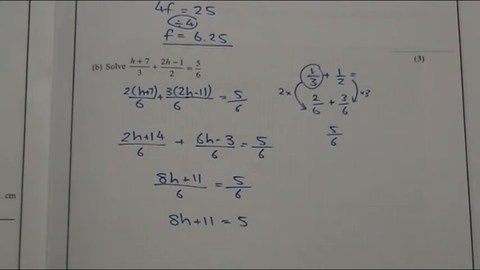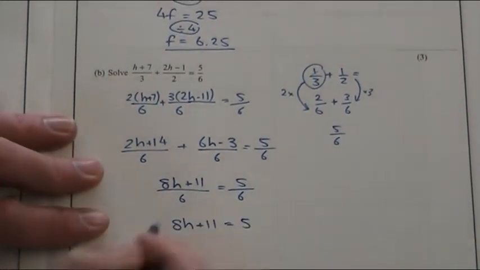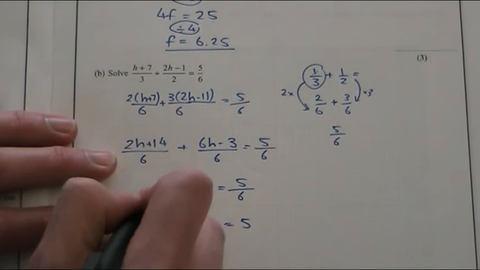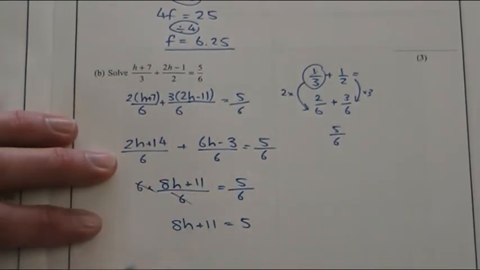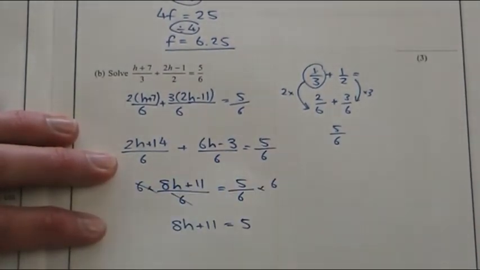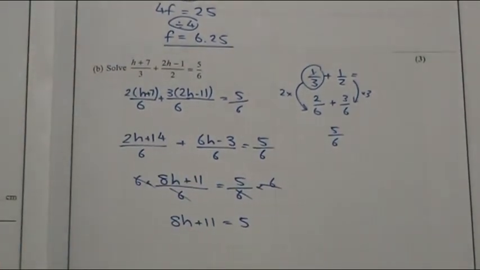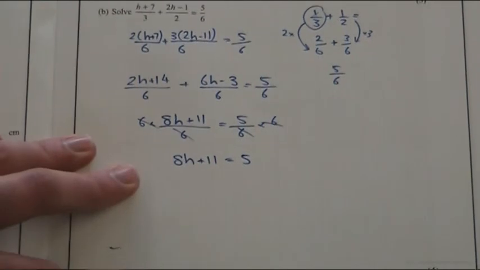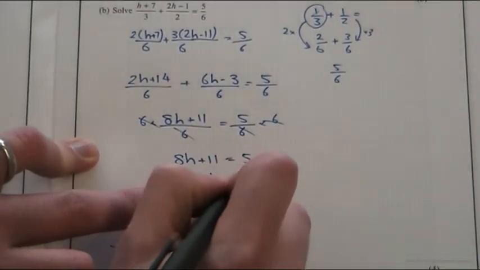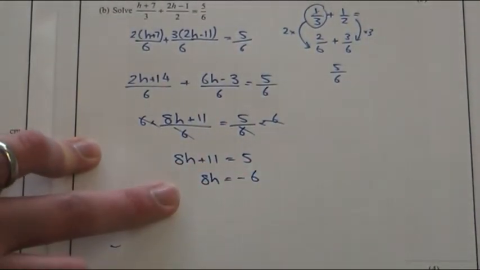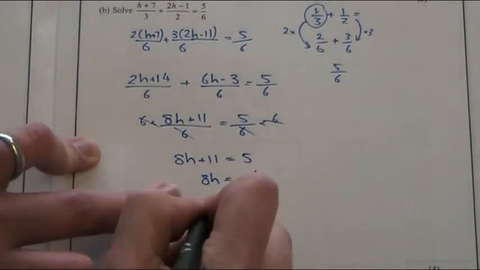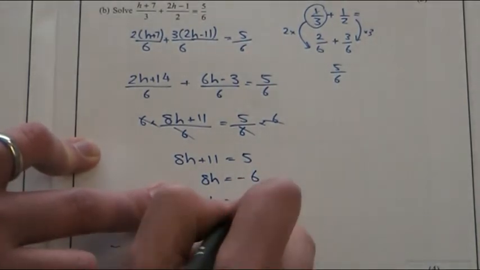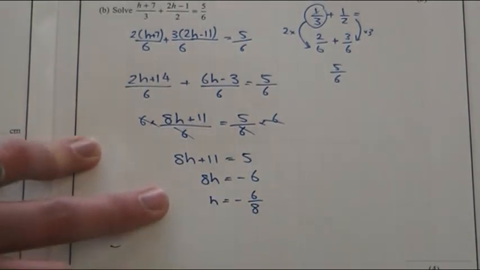Now if you're a little bit unsure on that, imagine trying to get rid of this divide by 6. You would times by 6 to cancel them out, and you would have to do the same to both sides, and therefore they would cancel out, leaving you with this. Now you have a more simple equation. So 8h equals minus 6 if I subtract 11 from both sides, and then to get 1h I'm going to divide by 8, so there we have it.